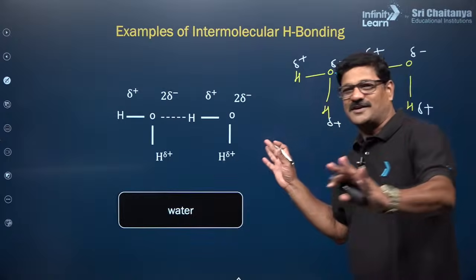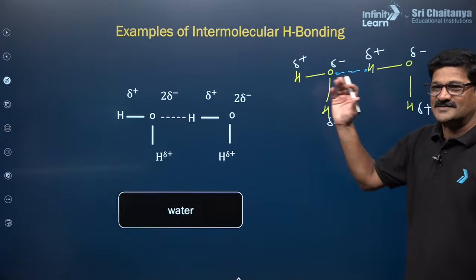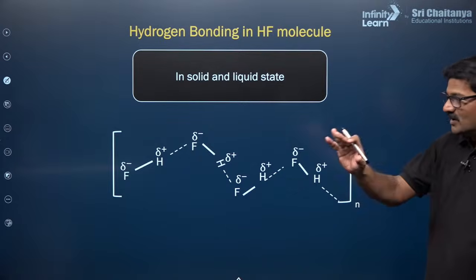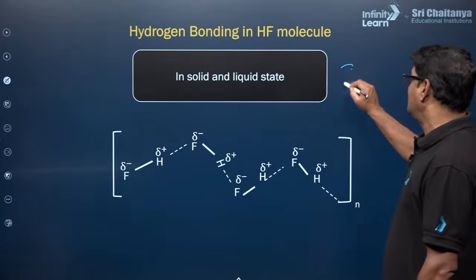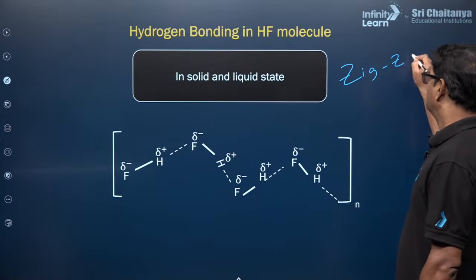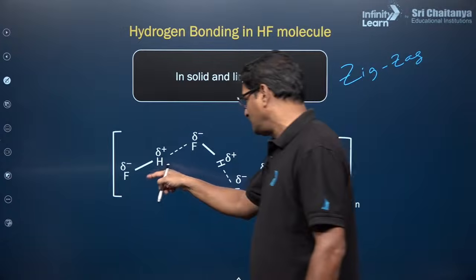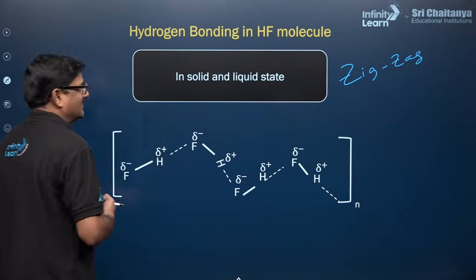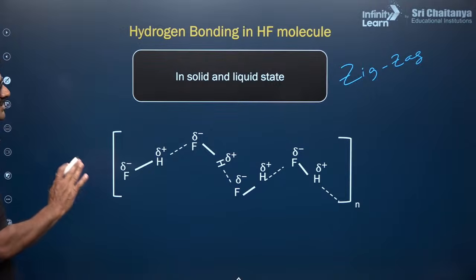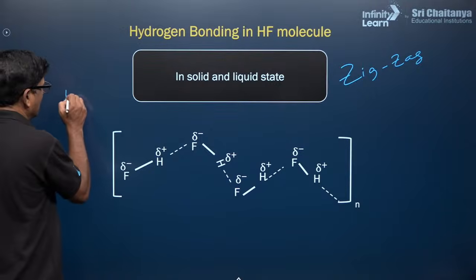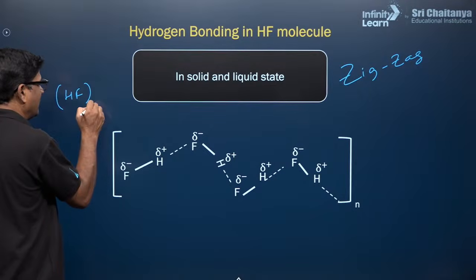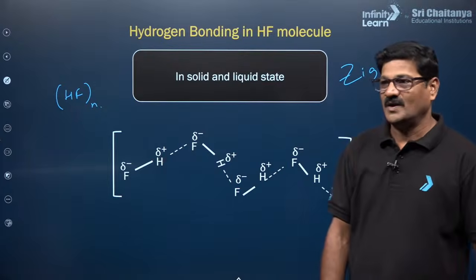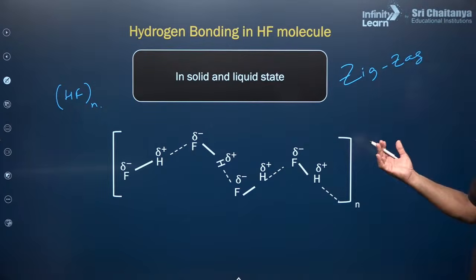Now, hydrogen bonding in the HF molecule. The HF molecule exists in a zigzag format. There is hydrogen bonding in the solid as well as in the liquid state. It exists as (HF)n, so sometimes you can say H2F2 as well. HF is a weak acid because of this hydrogen bonding.